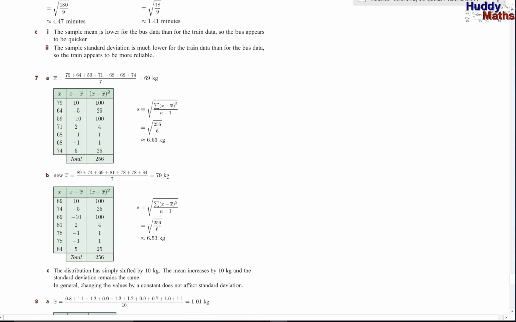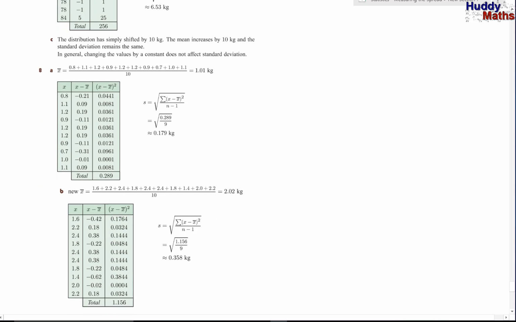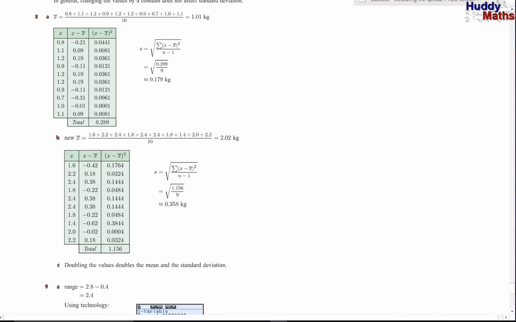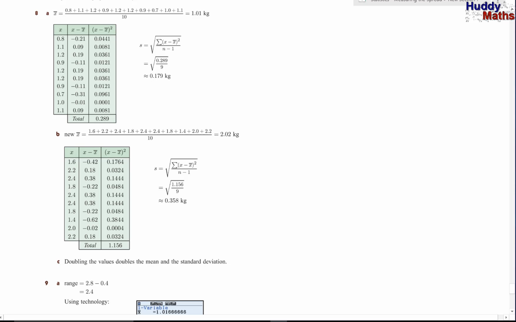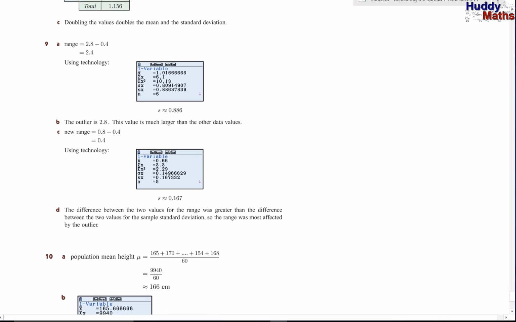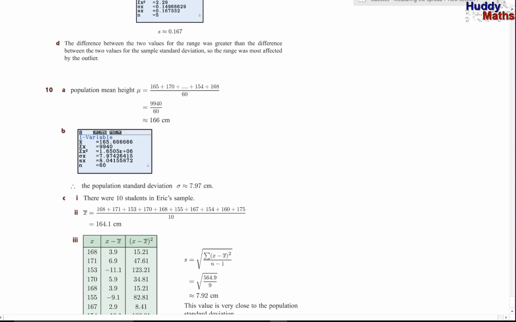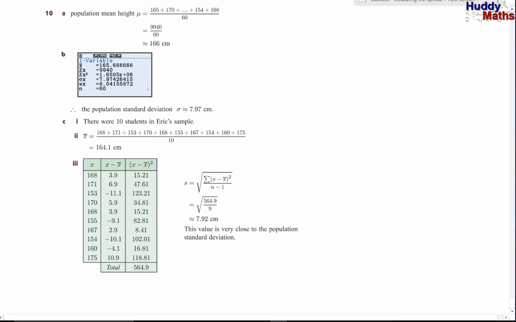Question 7. And question 8, again, we'd use technology there. Question 9. And question 10. Let's see if we can get it all on there.